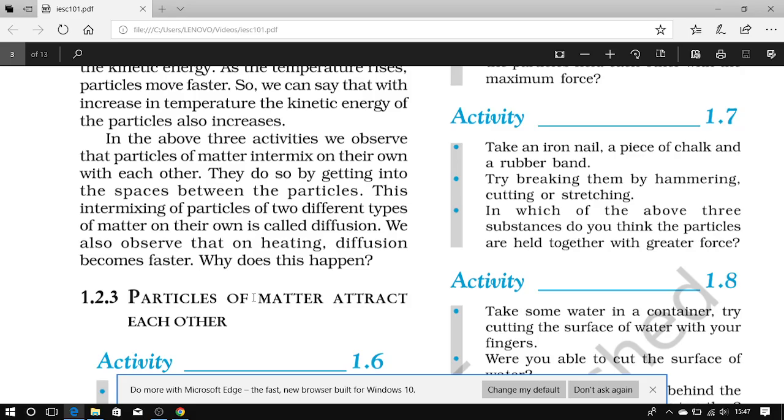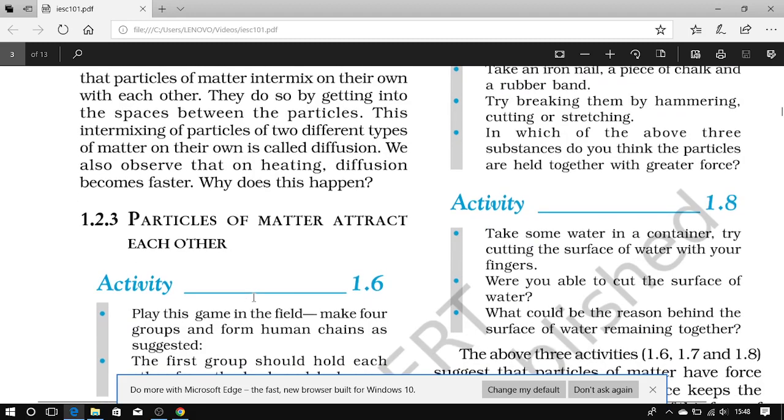Activity 1.7. Take an iron nail, a piece of chalk and a rubber band. Try breaking them by hammering, cutting and scratching. In which of the above three substances do you think the particles are held together with greater force? The iron nail needs very high external force in hammering, and you know that chalk breaks very easily, and the rubber band does not break because of its flexibility. So these types of properties show that the particles are strongly attached to each other.